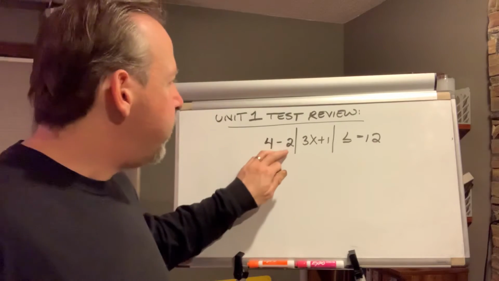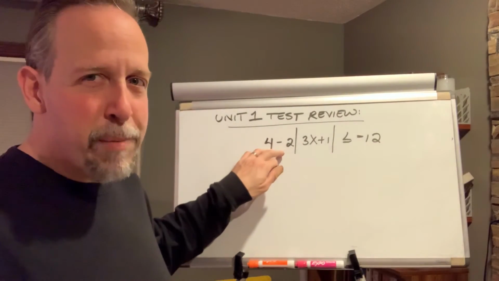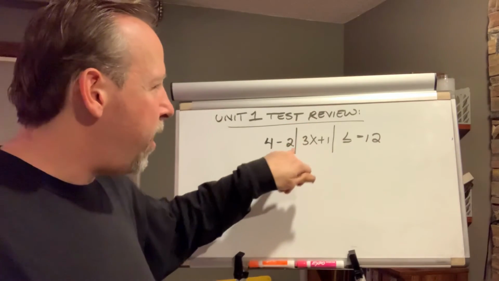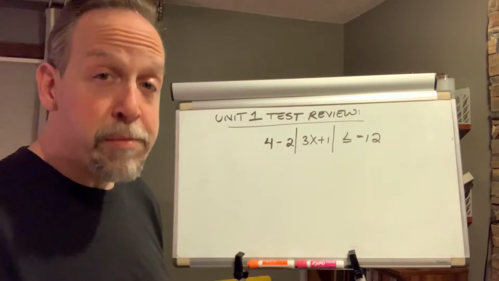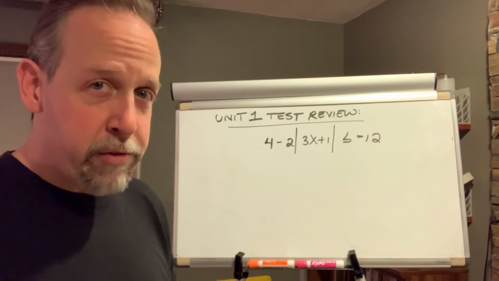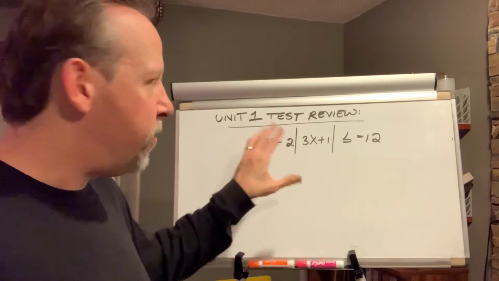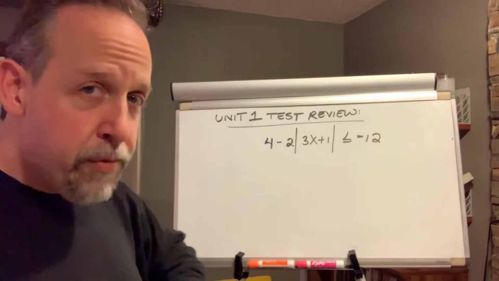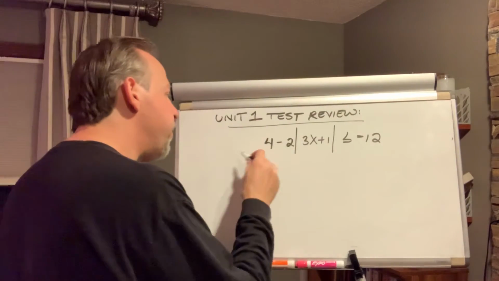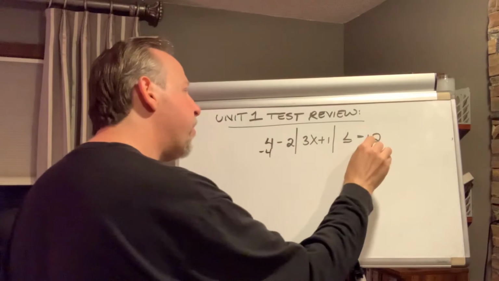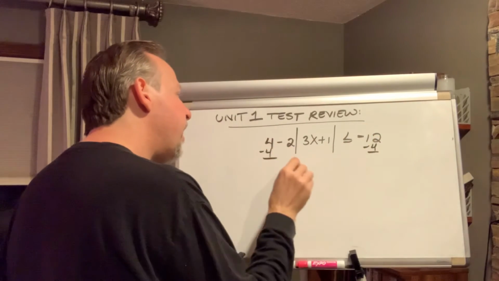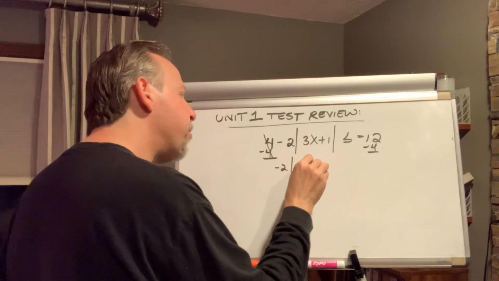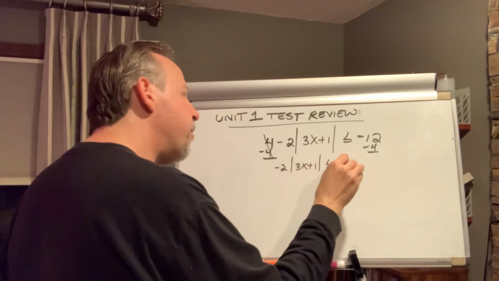Please don't ever subtract the 4 minus 2. Don't do that. The 2 is being bound to the absolute value by its proximity. It's being multiplied against that absolute value. So we can't just say 4 minus 2 is 2 and go on from there. Please don't. But I will begin by removing the 4. That 4 is a positive number, so I'm going to subtract it from both sides. And I get negative 2 absolute value of 3x plus 1 is less than or equal to negative 16.